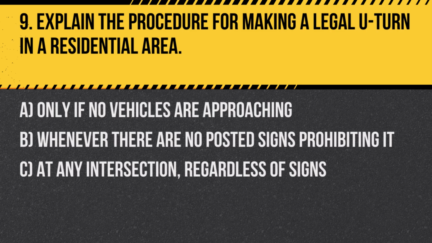Question 9. Explain the procedure for making a legal U-turn in a residential area. A. Only if no vehicles are approaching. B. Whenever there are no posted signs prohibiting it. C. At any intersection, regardless of signs. Answer. B. Whenever there are no posted signs prohibiting it.